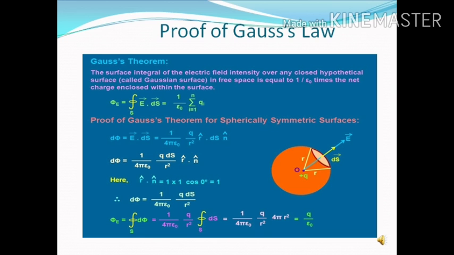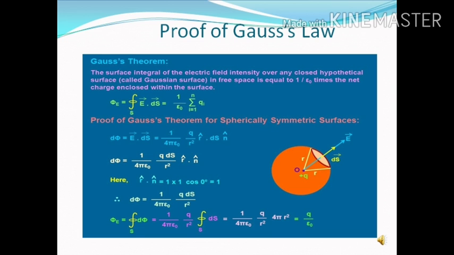Now students, we will prove Gauss's law. In Gauss's law, the surface integral of the electric field intensity over any closed hypothetical surface, called the Gaussian surface, in free space is equal to 1 upon epsilon naught times the net charge enclosed within the surface. To prove Gauss's law, we consider an isolated point charge plus Q at any point O. Suppose S is a sphere of radius r around the charge Q. Then the surface S is called the Gaussian surface, and the value of the electric field is constant on the Gaussian surface.